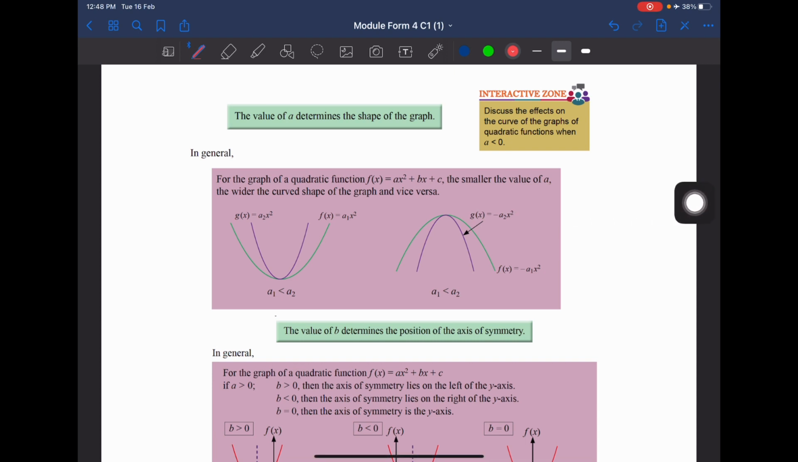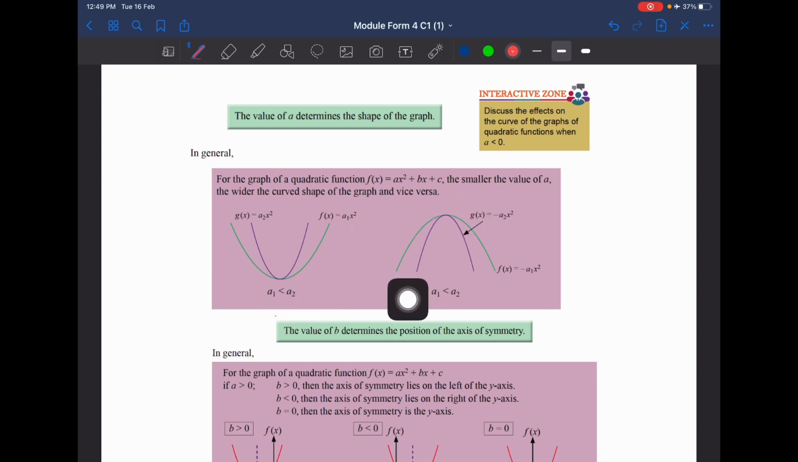Okay, for example, cuba tengok di sini. The green one, this is the purple one, a1. Kalau a1 lebih kecil daripada a2, maksud dia a1 ni lebih lebar daripada a2. Semakin kecil kita punya a, semakin lebarlah kita punya bentuk graf itu.